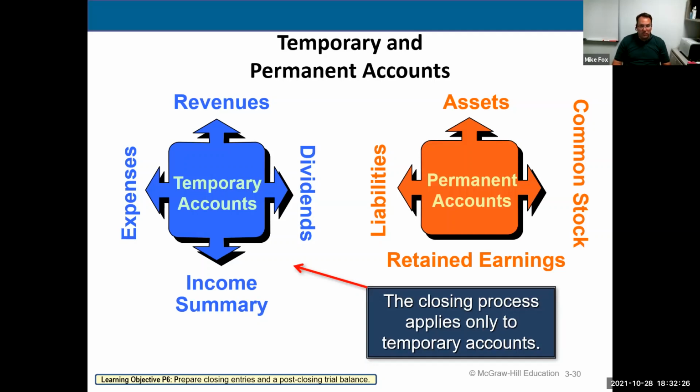And they are the revenue accounts, the expense accounts, the dividend accounts, and then this special account called income summary that we create really only for the process of doing these closing entries. And our goal when we close is to summarize all of these accounts into a single amount and then post them to a permanent account. That account is retained earnings.